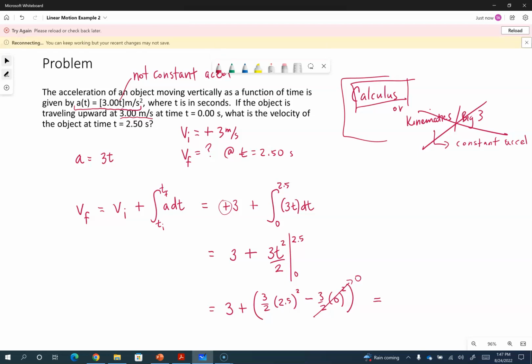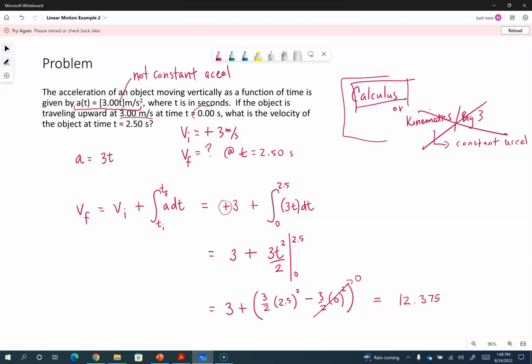So plugging this into my calculator, let's see what we get. 2.5 squared times 3 divided by 2. Add that to 3. My calculator is telling me 12.375. I cannot express my answer that accurately though. That's where we go back to the problem and we look at the significant figures. Each numerical value given in the problem has 3 sig figs. Even this 0.00, that is 3 sig figs, which means we need to round our answer to 3 sig figs.